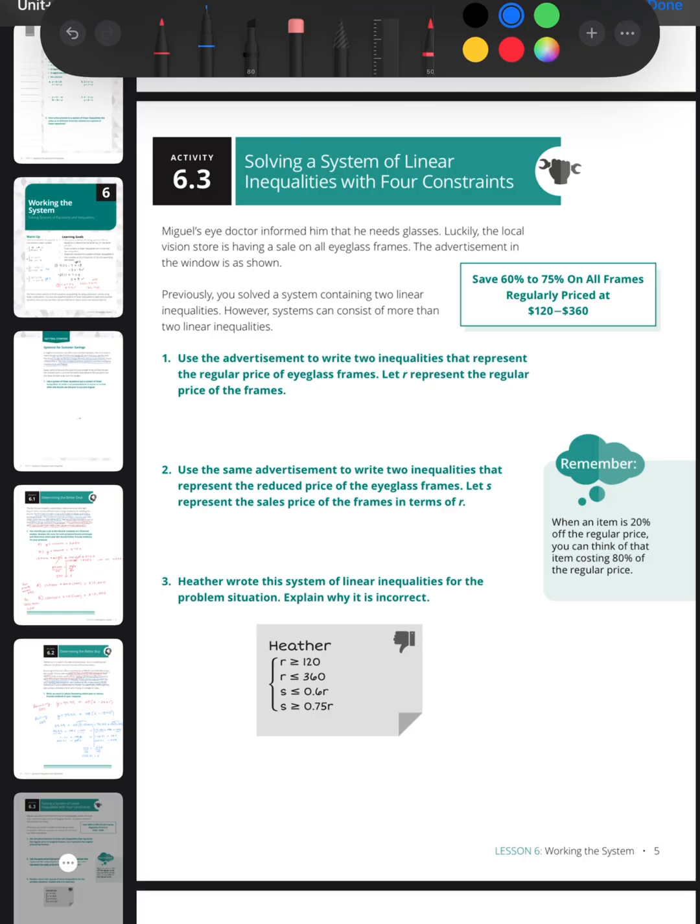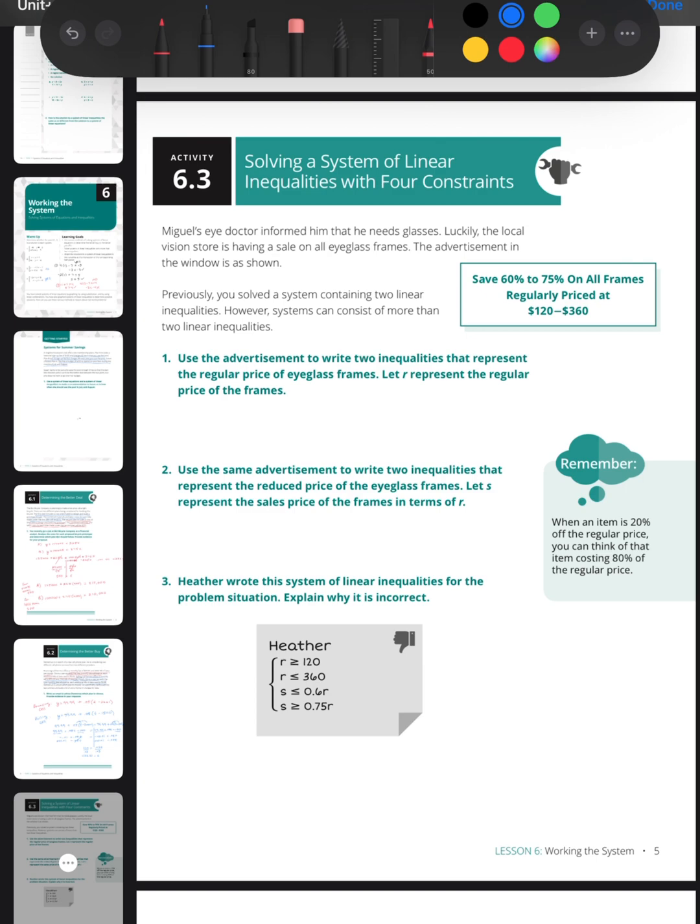All right, 6.3, solving a linear system of inequalities with 4 constraints. So sometimes we might have more than 2 inequalities. We could have 3, we could have 4. In this example, we're going to look at 4. Miguel's eye doctor informed him that he needs glasses. Luckily, the local vision store is having a sale on all eyeglasses frames. The advertisement in the window is shown.